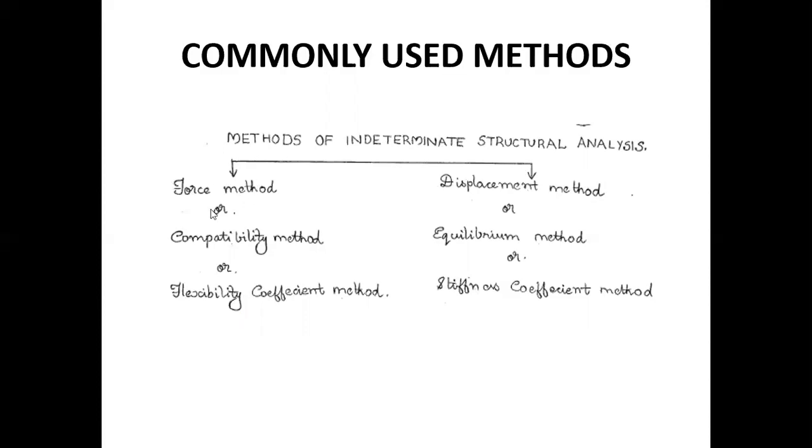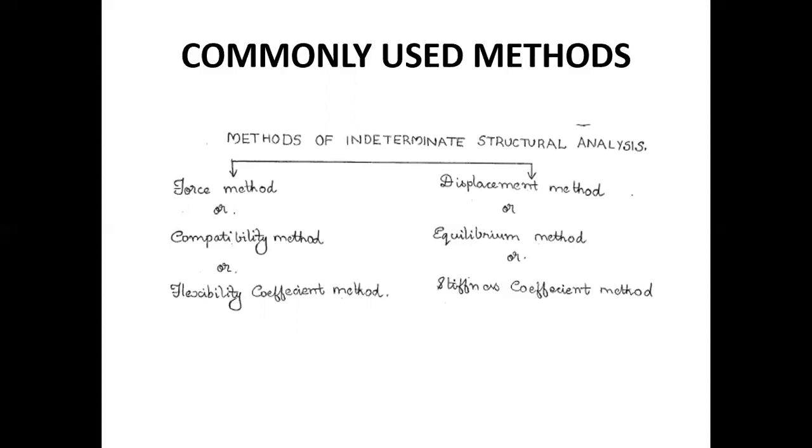Force method is also known as the compatibility method, and displacement method is also known as the equilibrium method. We can also call the force method the flexibility coefficient method. Similarly, we can term the displacement method the stiffness coefficient method. Basically, there are two basic methods of structural analysis of indeterminate structures: one is force, the other is displacement. Again, the force method is the compatibility method or flexibility coefficient method, and the displacement method is the equilibrium method or stiffness coefficient method.